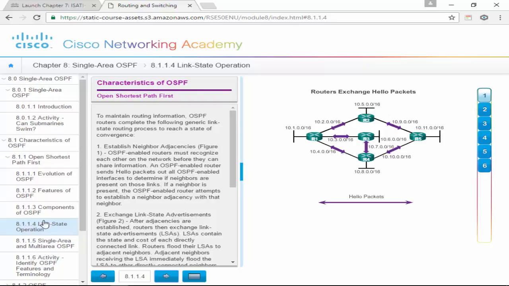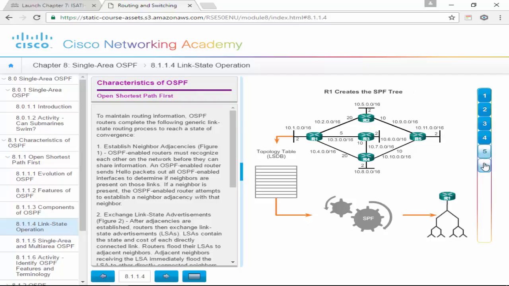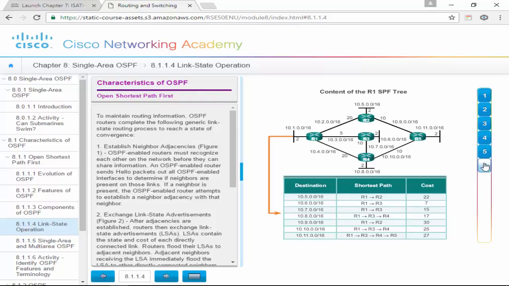So, what happens? Link state operation. We know from the last chapter that the routers send hellos. Then the routers exchange link state advertisements. From the link state advertisements, they create their topological database, and then they run the SPF algorithm on that. They create the SPF tree, which is the map. So there's your map.